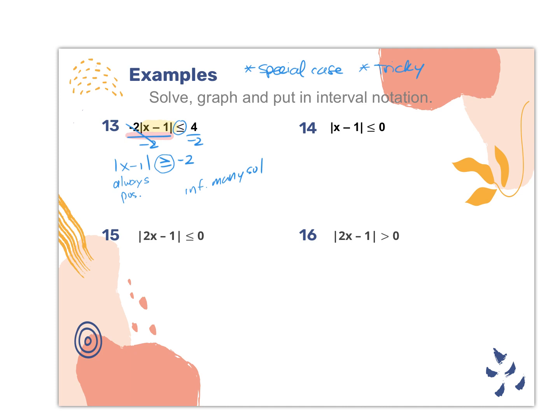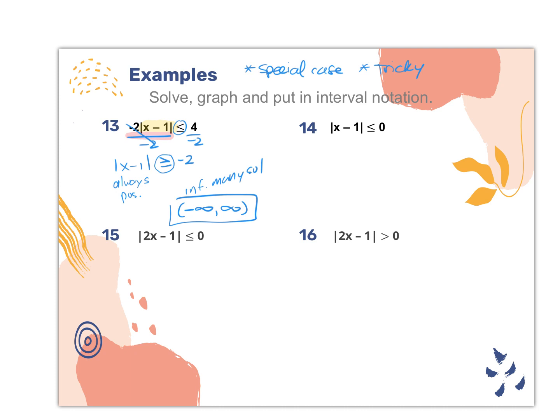So when we have infinitely many, one of the ways we write this out is we do -infinity to +infinity in interval notation like that, okay? So that's kind of interesting there. That was one tricky one.